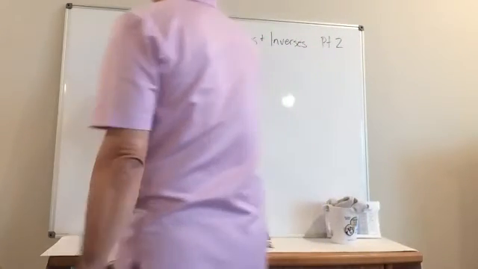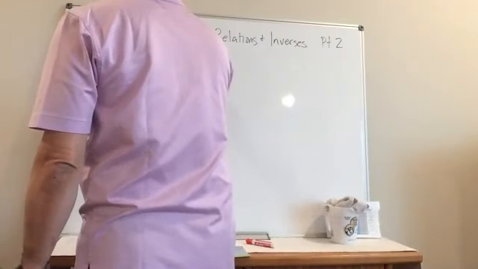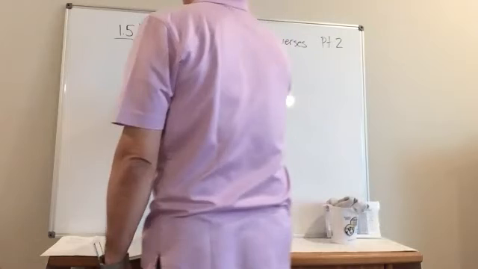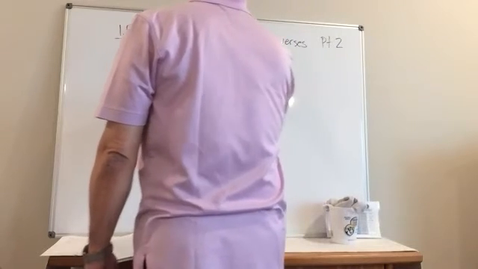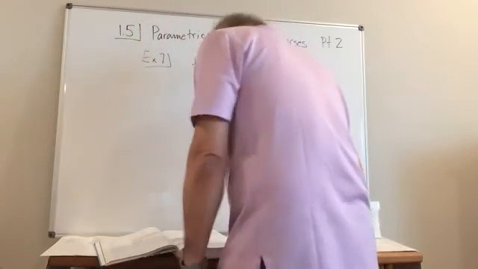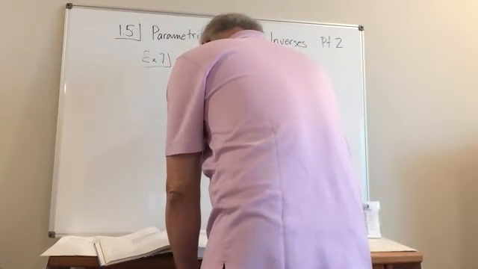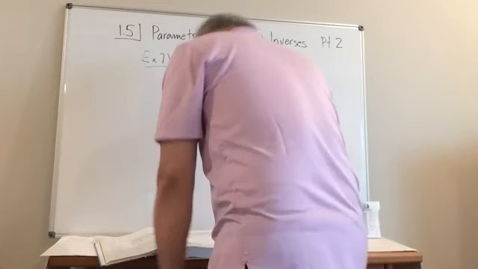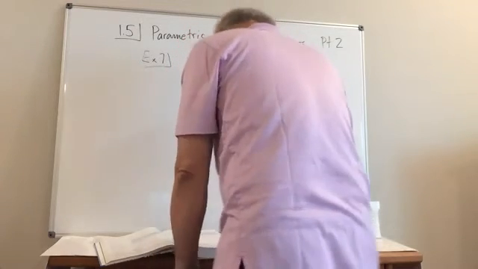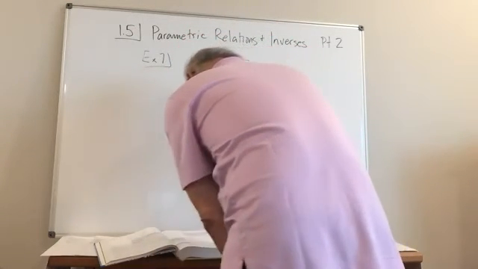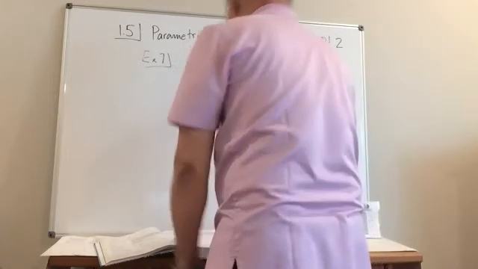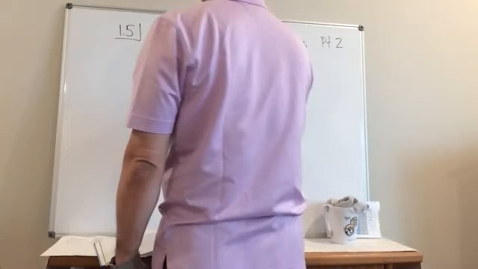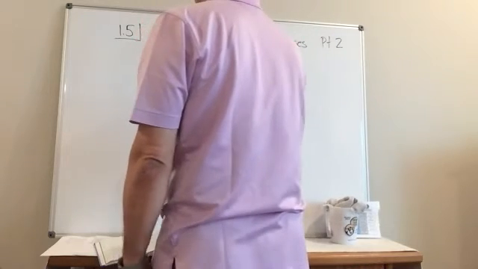So example number 7. Show that f of x is equal to the square root of x plus 3 has an inverse function, and find a rule for that. So find the inverse function is what it's asking. State any restrictions in the domains of f and the inverse function. So first of all, let's see that it has an inverse function.